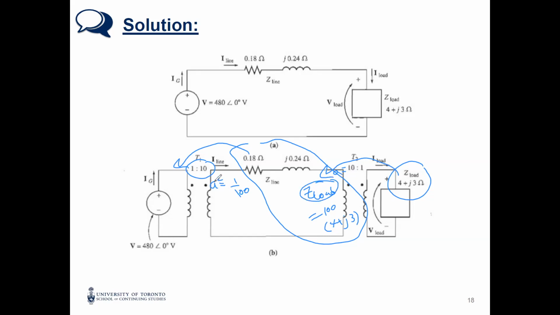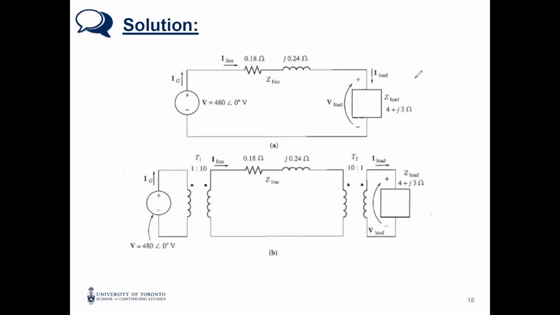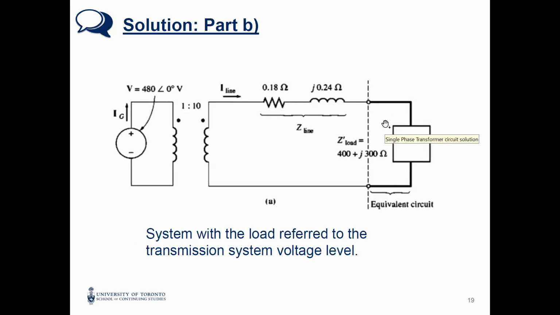The ZL will be the ZL again, because you multiply by 100, then you divide it by 100, so it will be the same. However, this impedance will be divided by 100. Okay? If you do these calculations, you will find a great reduction in voltage drop and a great reduction in the losses.